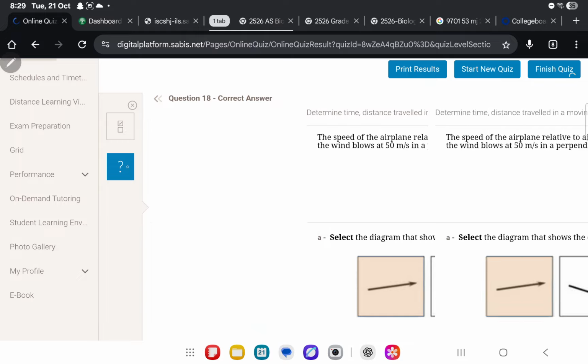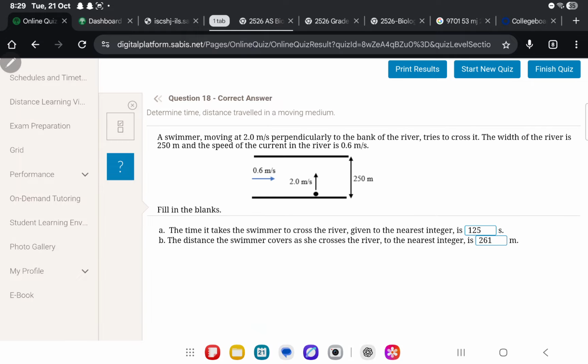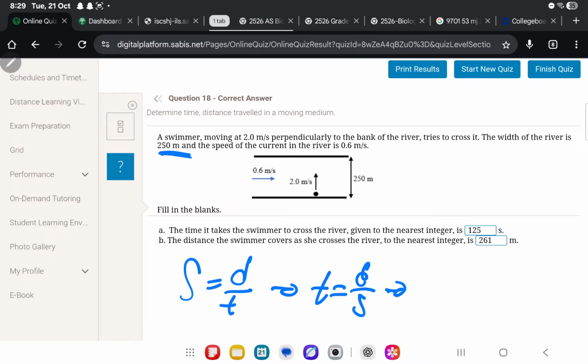Okay, question 18. This is where you're going to have to calculate drift. Assuming moving at 2 meters per second perpendicularly, blah blah blah. The width of the river is 250 meters. Now the time it takes, remember, speed is distance over time, right? So this means that time is what? Distance over speed. So time is equal to 250 over 2, 125 seconds, right?